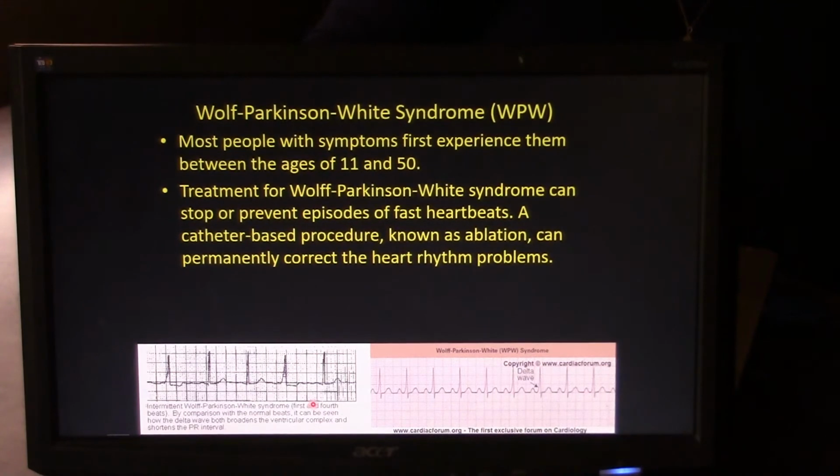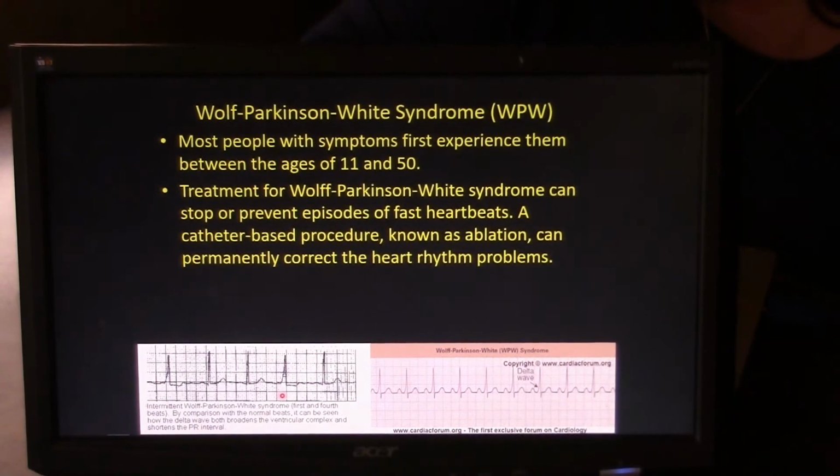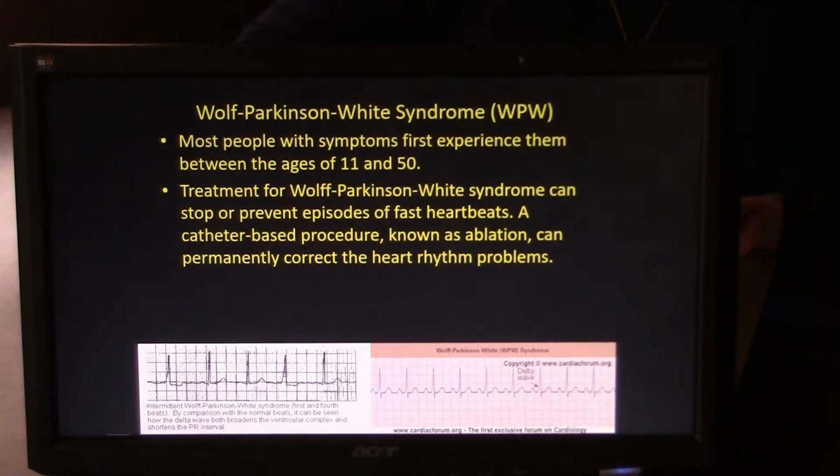The classic sign or clue of Wolff-Parkinson-White is the delta wave, which is seen at the beginning of the QRS complex, and it causes a shortening of the PR interval. Again, this is fairly rare, and it's not usually included in the dysrhythmia lectures. However, I felt that it was important to include it in this PowerPoint because you will see it on the cardiac floor.